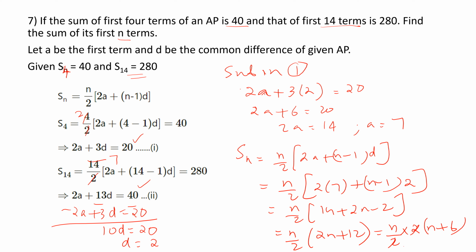So you can say n into n is n square. N into 6 is 6n. So the final answer is Sn equal to n square plus 6n. Sum of first n terms.